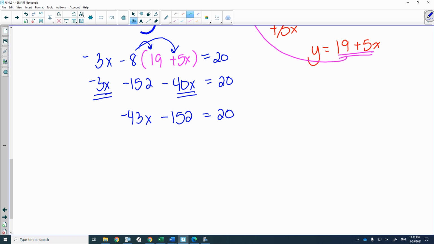What you are solving for is x, right? That's the only variable that I have here. This is what you're solving for. I need to get this by itself. I'm going to get rid of that negative 152. I'm going to add 152 to both sides. Negative 43x is equal to 172.